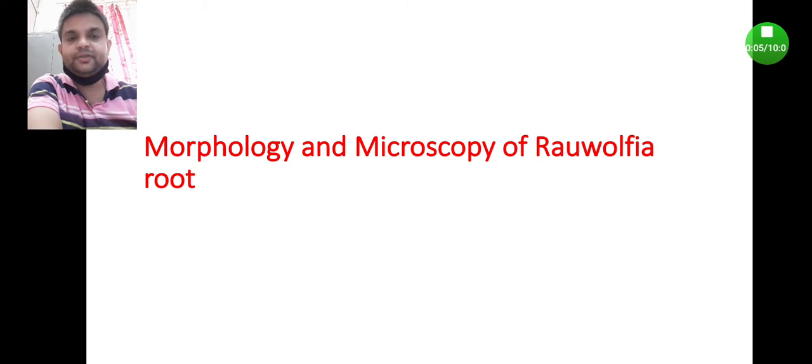So in today's experiment, we are going to study the morphology and microscopy of Rauwolfia root. Before proceeding towards the Rauwolfia root, let us understand certain important concepts about the root. What is a root, basically?